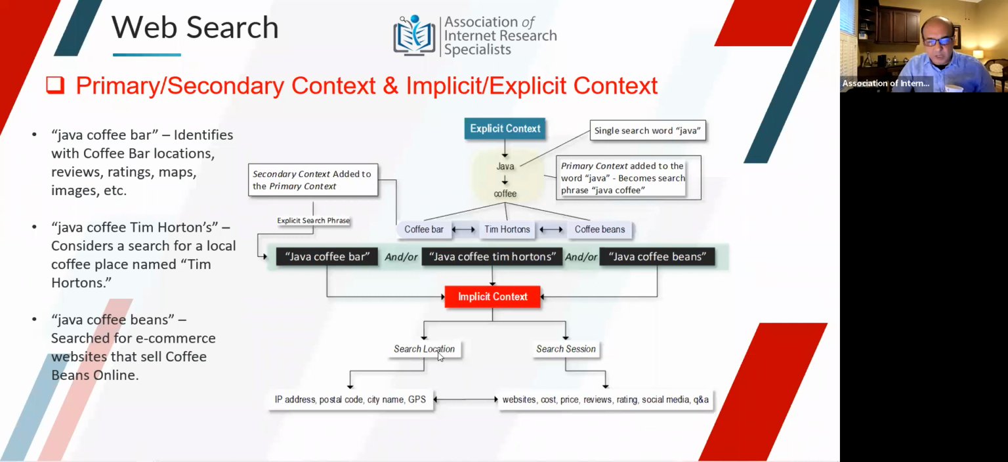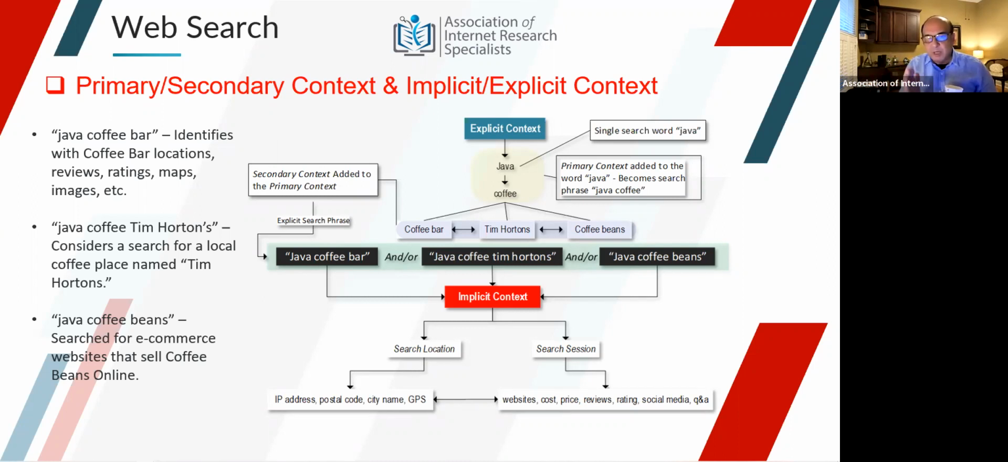One is search location based, which means if it is Java coffee Tim Hortons, then it is going to look at the IP address to see your localized available resources, or the shops of Tim Hortons in your postal code based on your IP or city name or whatever else you have. If it's a smartphone, it's going to look at the GPS. Then the second part is the search session, whether it is short-term or long-term information that the search browser collects.